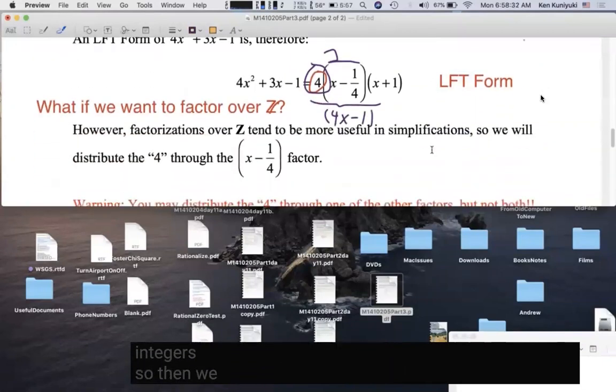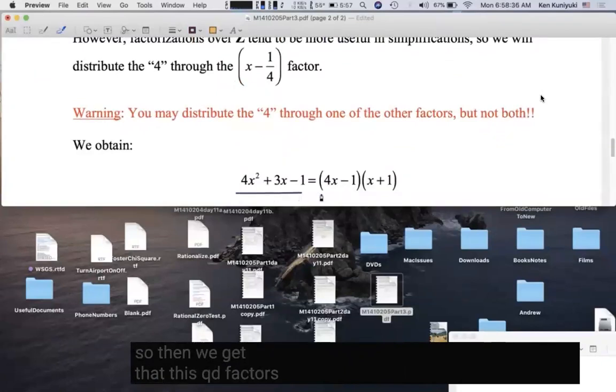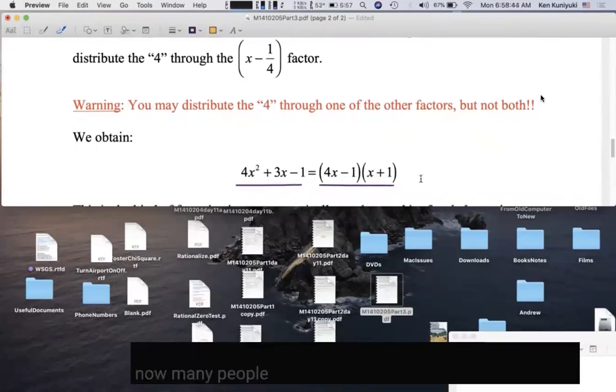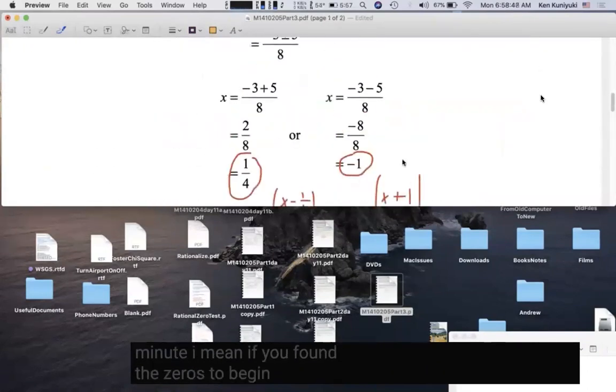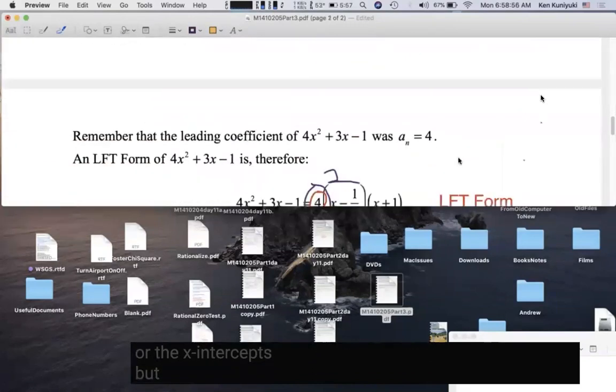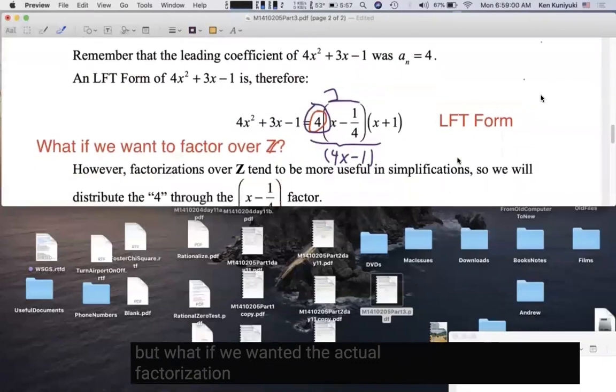So then we get that this quadratic factors as the factor 4x minus 1 times the factor x plus 1, or vice versa. Now, many people might say, well, wait a minute. If you found the zeros to begin with, don't we care about the zeros? Well, sometimes we do. Sometimes we ultimately want the zeros or the x-intercepts. But what if we wanted the actual factorization?